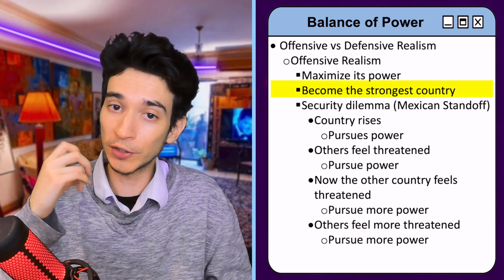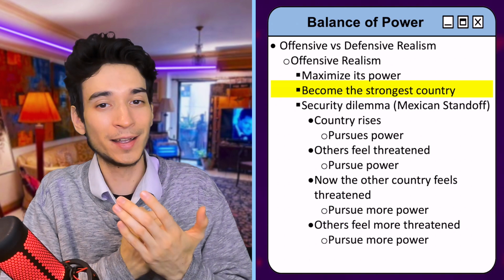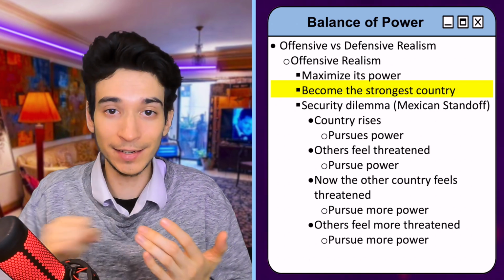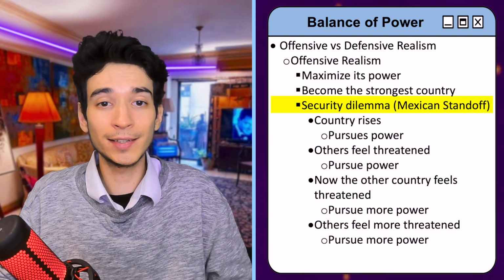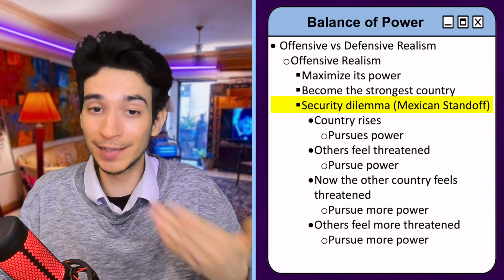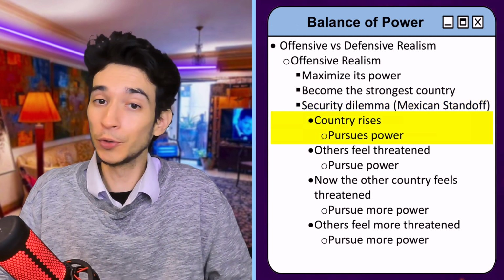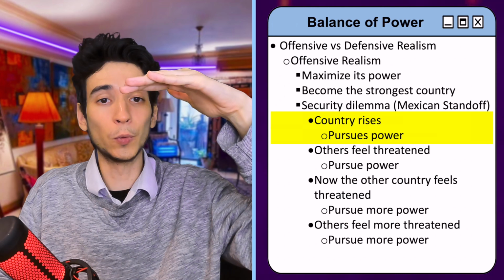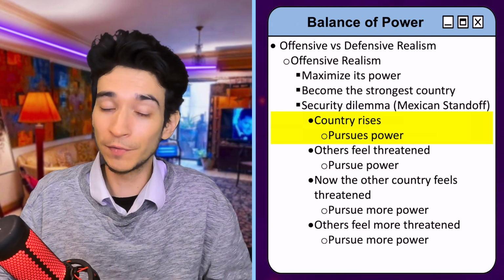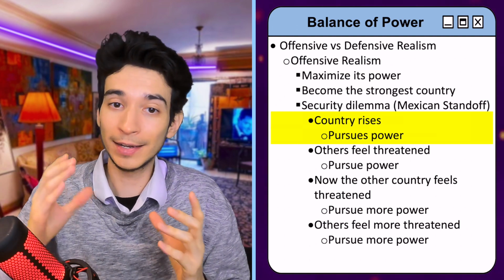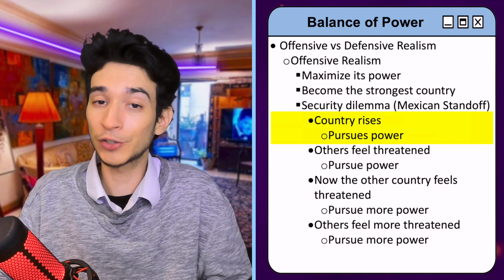Because if the country is stronger than all the others, then no other country will attack it, because the country that attacks it will not be able to win. However, by doing this, you might get into a security dilemma, or as I like to call it, a Mexican standoff. So this is when a country rises in power and the other countries feel threatened by it. So if the country becomes too powerful, it can attack others, and those other countries will not stand a chance.